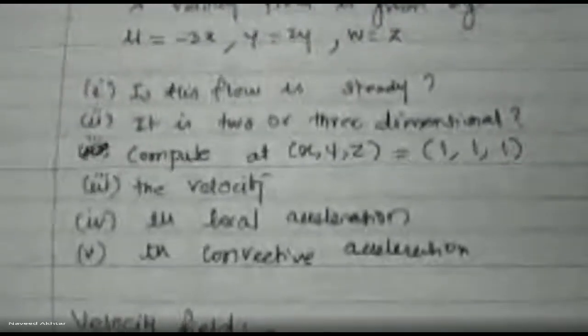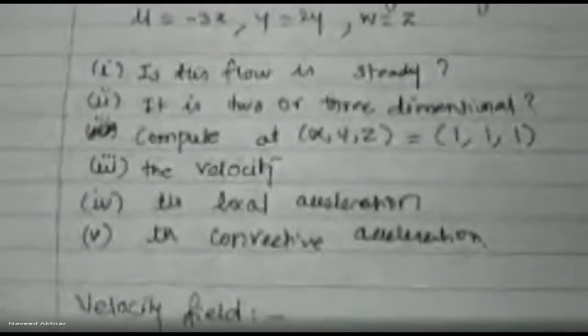Now the second example, you can write down example number 2. The velocity field is given by u is equal to minus 3x, v is equal to 2y, and w is equal to z. You have to find out, first question, is this flow steady? Second, is it a 2 or 3 dimensional flow?